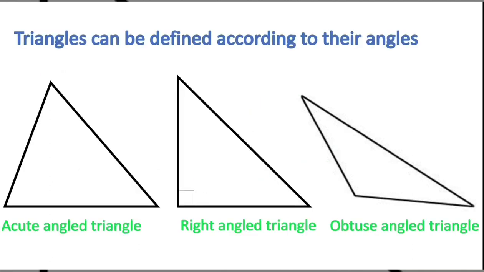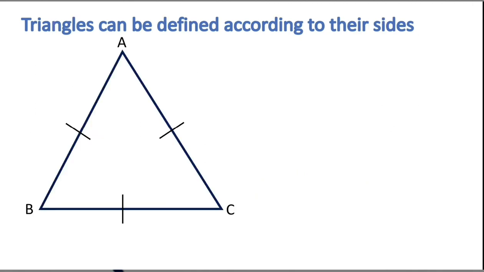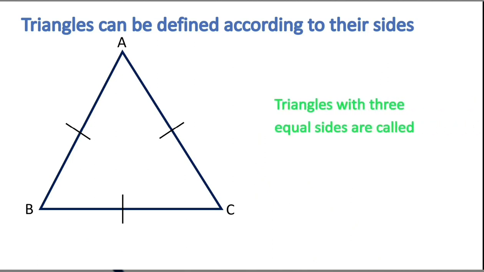Let's define triangles according to their sides. Triangles with 3 equal sides are called equilateral triangles. This means side AB is equal to side BC, which is also equal to side AC in length.